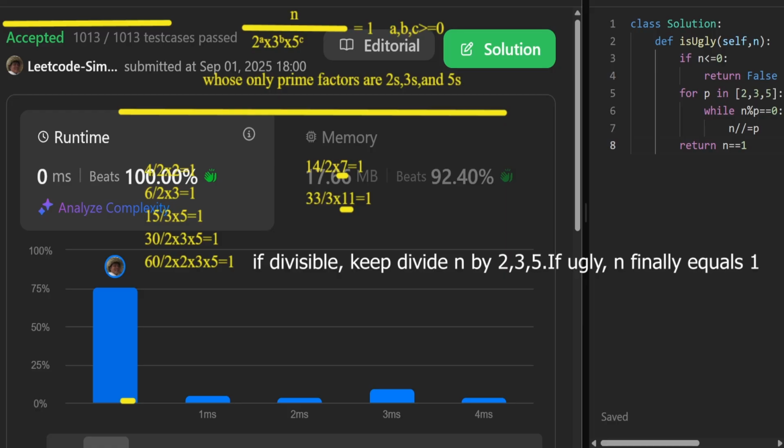Space complexity is constant, O(1), because we use only variables n and p, so the memory usage stays constant regardless of the input size.